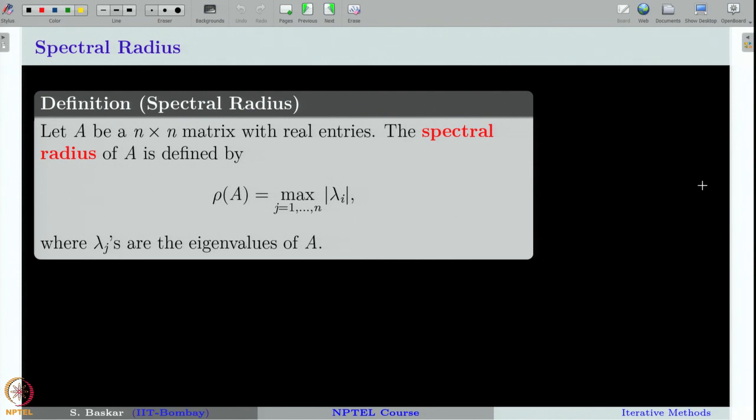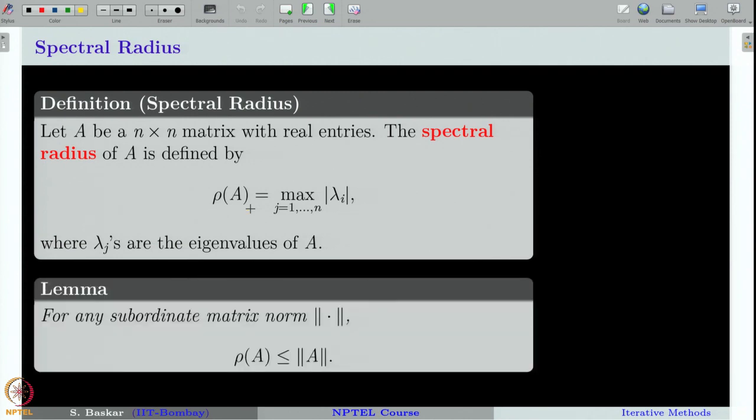Let A be an n cross n matrix. The spectral radius of the matrix A is defined as the maximum of the absolute values of the eigenvalues of the matrix A, and it is denoted by rho of A. Now, there is an interesting result concerning this spectral radius, which says that you give me any subordinate matrix norm, the norm of A with respect to that subordinate matrix norm will surely be greater than or equal to the spectral radius of the matrix A.